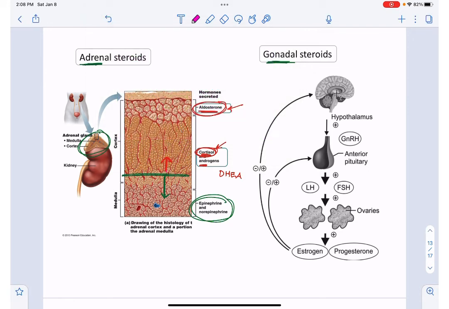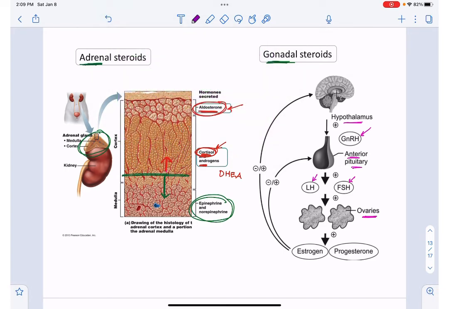And then the other good place to find steroid hormones are in the gonads, the testes and the ovaries. And here we're looking at the ovaries. And the ovaries are also part of a hypothalamus anterior pituitary axis. We call that the hypothalamo-pituitary ovarian axis in this case. And the hypothalamus is going to release the protein hormone GnRH. The anterior pituitary is going to release the protein hormones LH and FSH. And those are going to act on the ovaries.